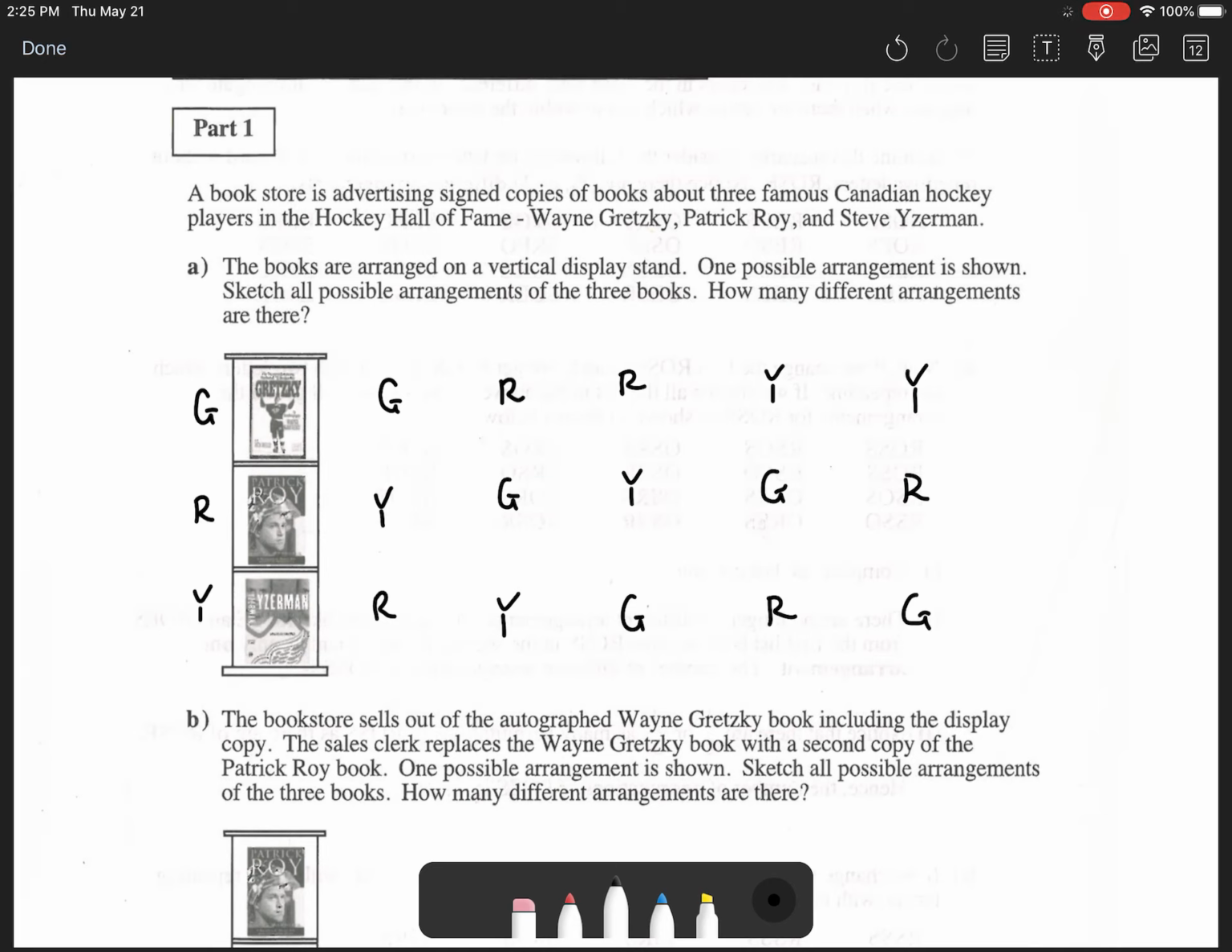Now we should have known that from when we talked about permutations at the beginning. If I have 3 different things, how many ways can I arrange 3 different things? Well, 3 factorial, which is 3 times 2 times 1, a total of 6 ways, and that's what we see there.